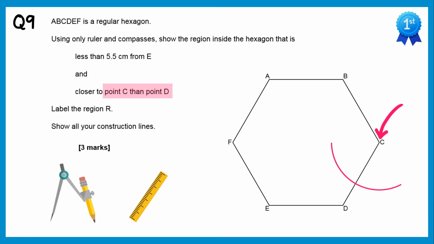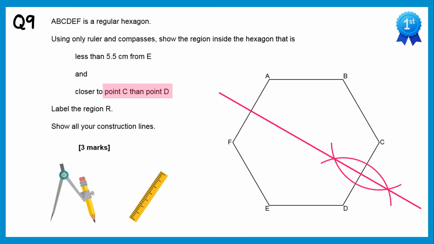Then without changing your compass size, place the point at D and draw another arc, something like this. If you then connect up the intersection points with a straight line, you'll get something like this. We can now see the region above the line that's closer to C than it is to D. Remember, don't rub out your construction lines.